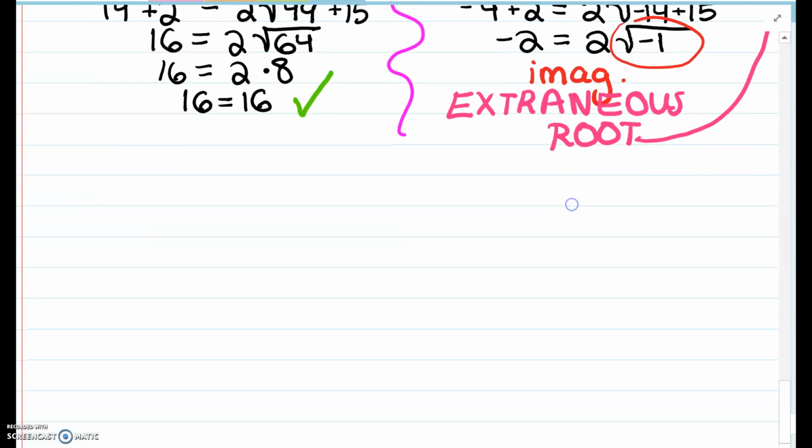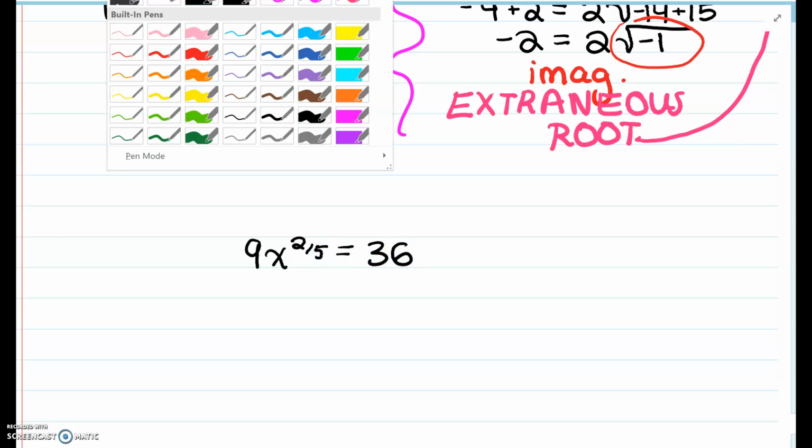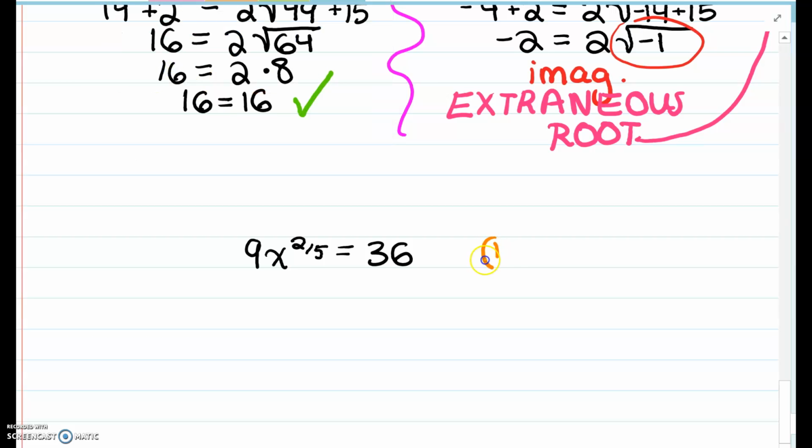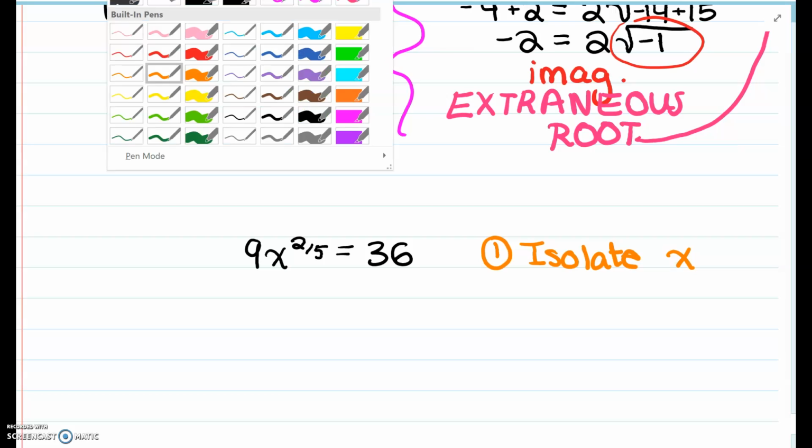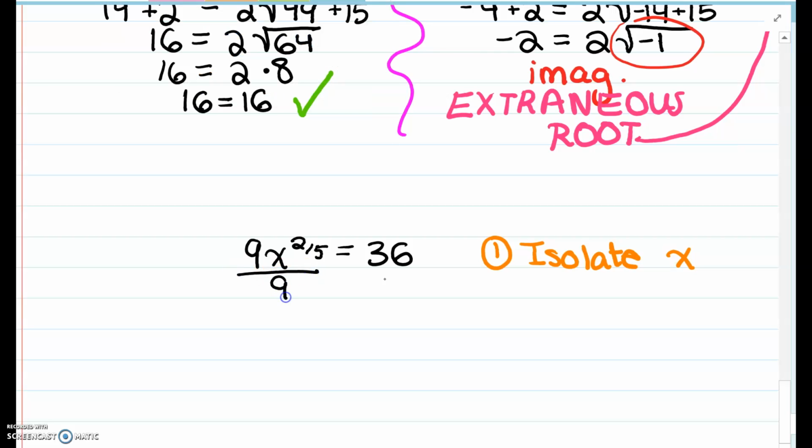The last problem we are going to go over is an equation with rational exponents. So we have 9x raised to the 2/5 power equals 36. Our first step is going to be to isolate x. And how do we do this? We're just going to divide by 9. And we end up with x to the 2/5 power equals 4.